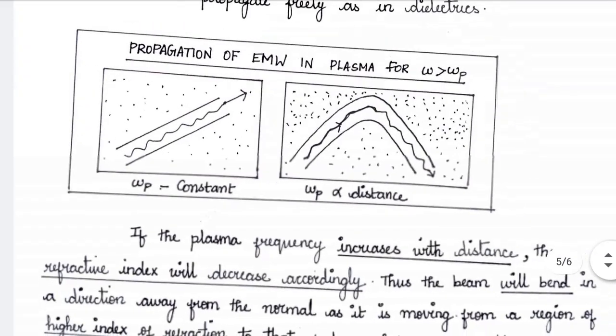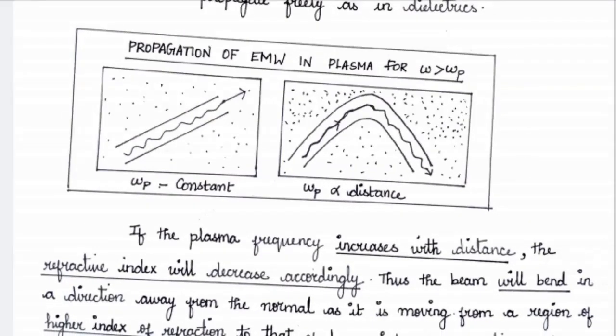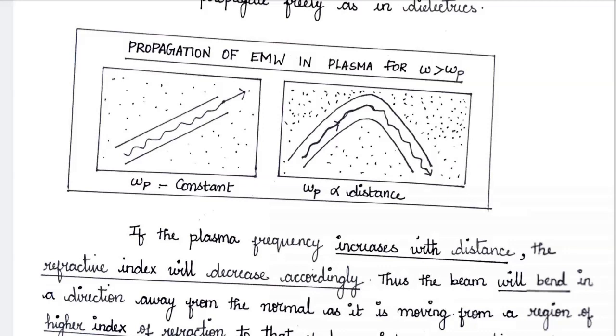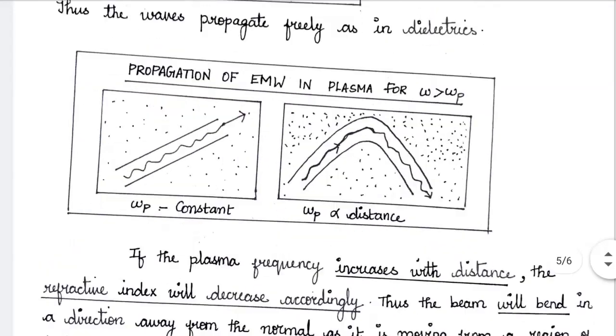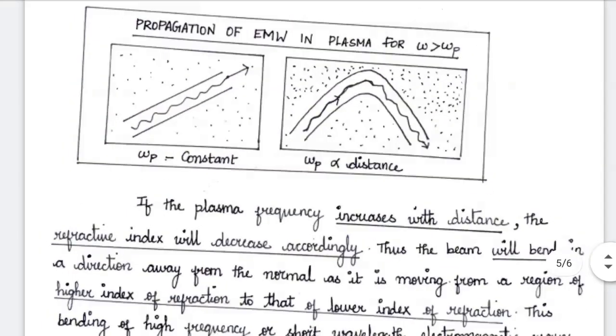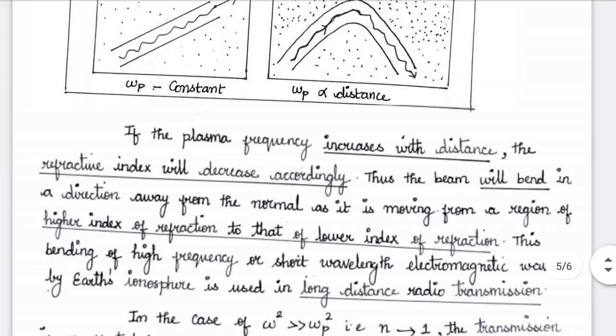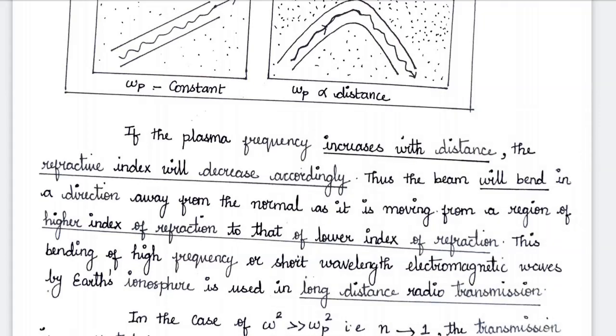See, if slowly the plasma frequency is increased, that means omega p is increased, what happens is omega p by omega value becomes a bigger number. So that means the refractive index in turn is decreasing. So if plasma frequency increases with the distance, the refractive index will also decrease.